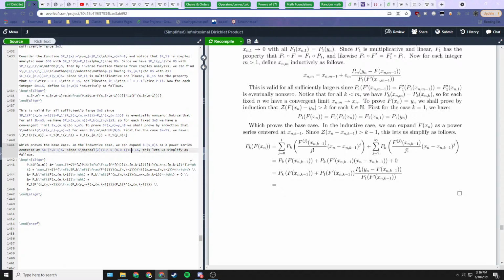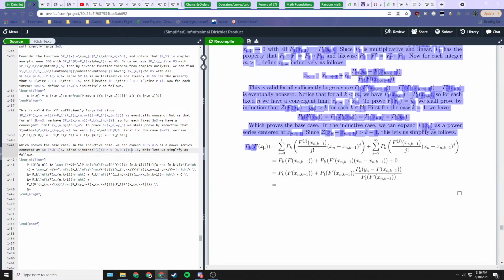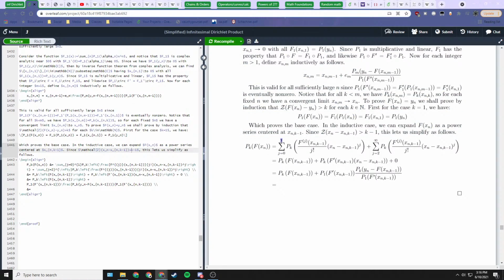We have, so if you do pk at f xn, we split up this summation, so we do the 0 and 1 terms, so the constant term and the linear term of the power series. We separate that out from these higher terms. Since we have z of xn minus xn k minus 1, actually, yeah, we can say this is greater than or equal to k.